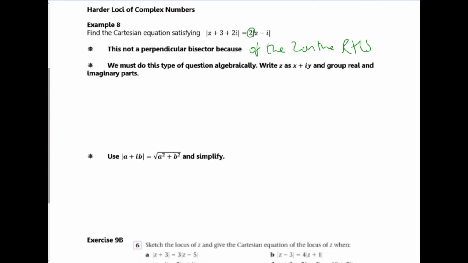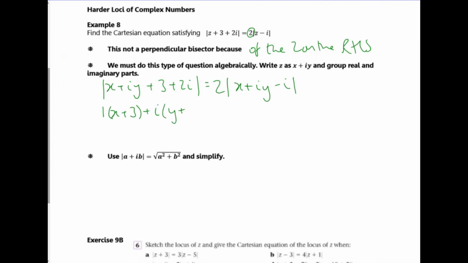So we're going to do this algebraically and see what happens. So just like we did earlier on in the pack, we're going to let z equal x plus iy. 3 plus 2i. And on the right hand side, same thing. We're going to collect up our real and imaginary parts. X plus 3 is the real part. Imaginary, we've got y plus 2. And over here, x is my only real part, and y minus 1 for my imaginary part.